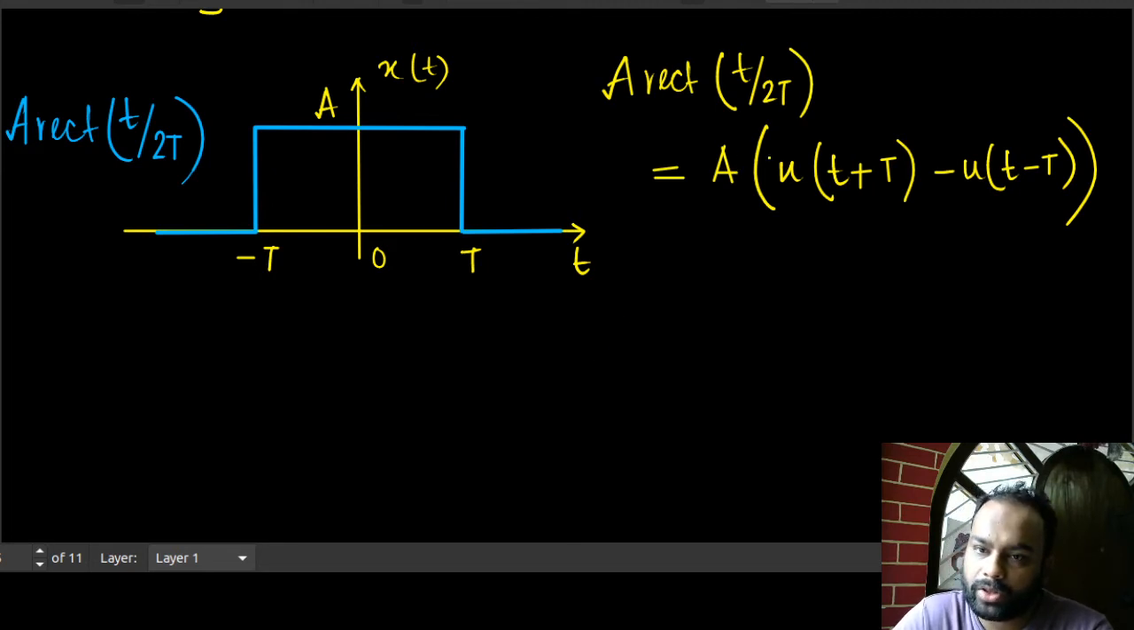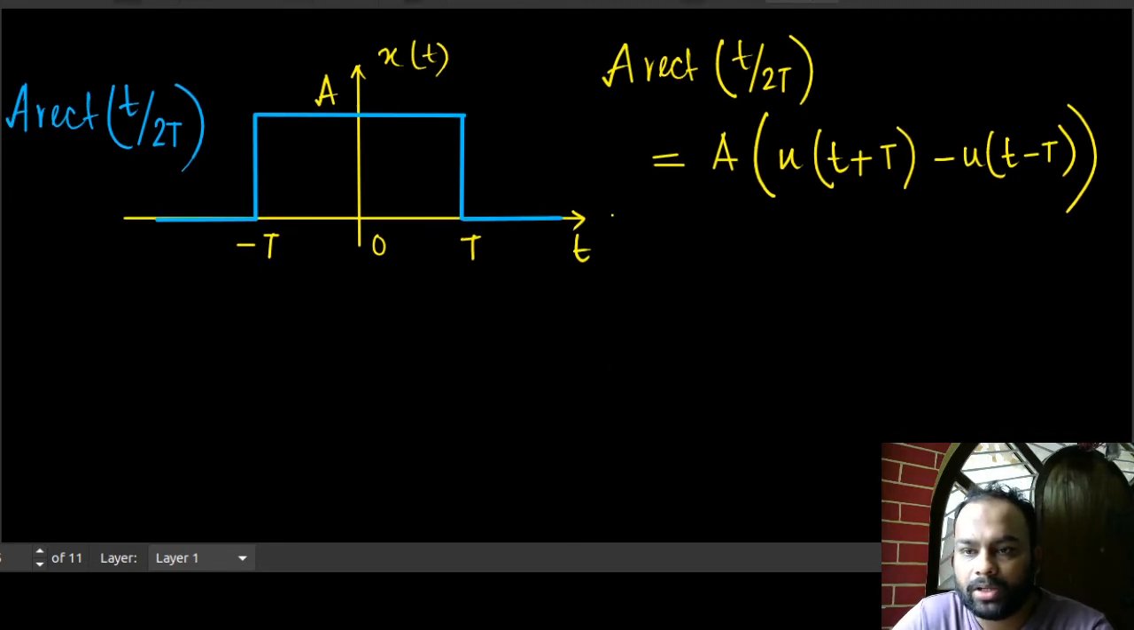All right. So yeah, that's the definition, right? So that's my x(t), right? So if you don't understand this, u(t+T) is an advanced unit step, and that takes place at minus T. So this jump happens at minus T, and subsequently it goes back down to 0 at t equal to plus T, right?